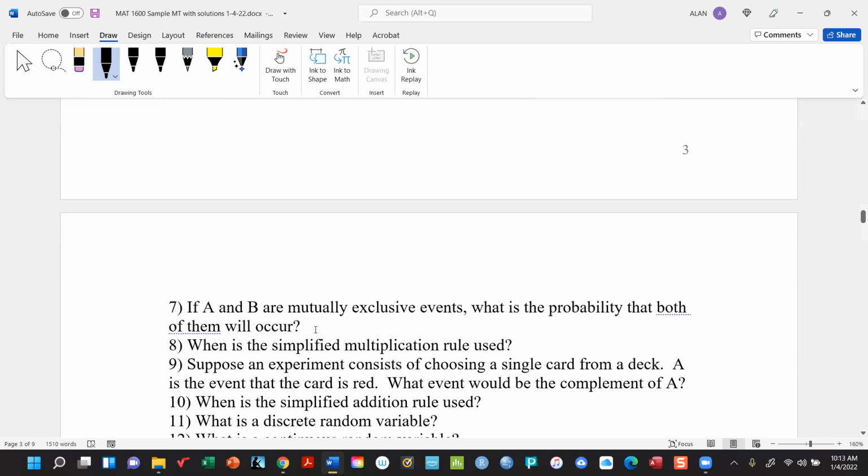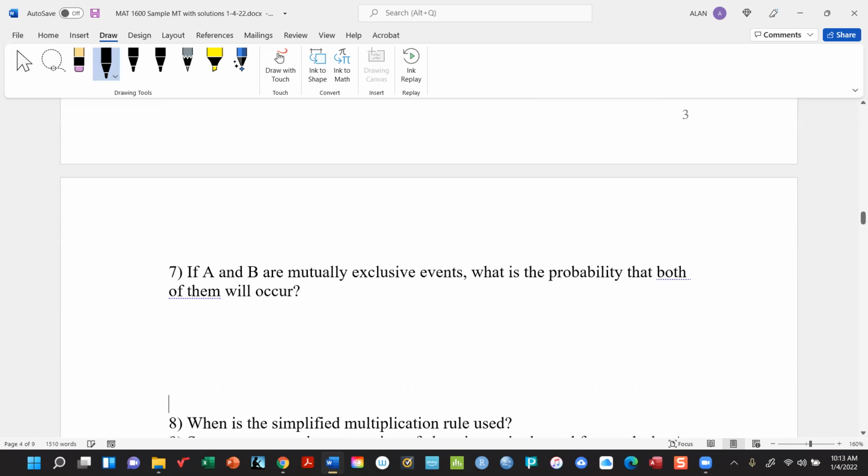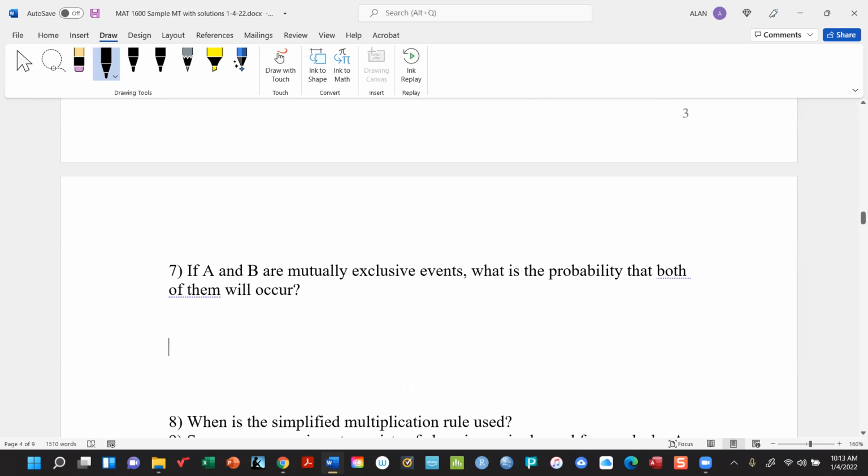If A and B are mutually exclusive, what is the probability that both of them will occur? Well, by definition, that would be 0. Because this is defined as an impossible event. If A and B are mutually exclusive, imagine if A represents picking a red card from a deck and B represents picking a black card. The card can't be both. Therefore, the probability of A and B is just 0.